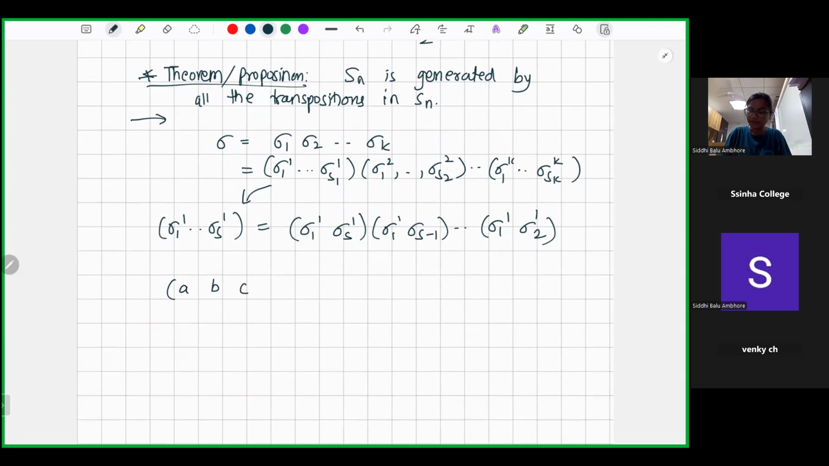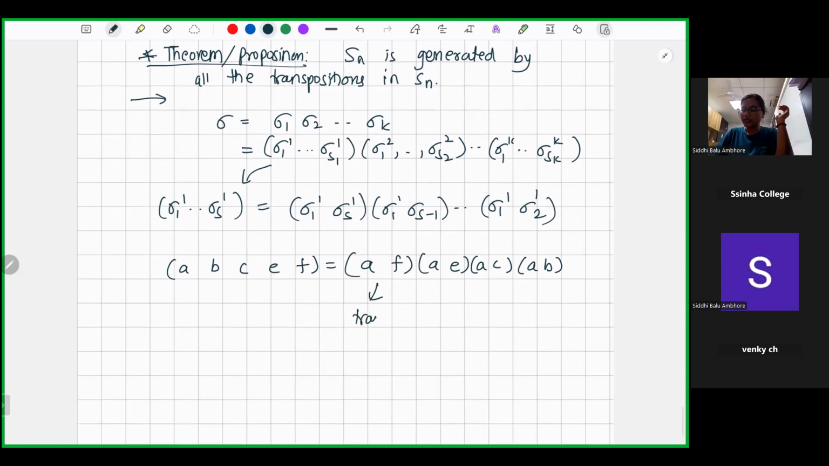So what we are saying is that if I have this cycle (A B C ...), just as an example, then I can write this as AF, AE, AC, AB. That's it.